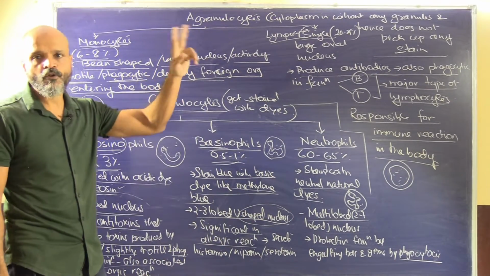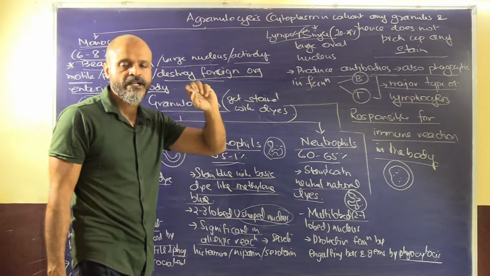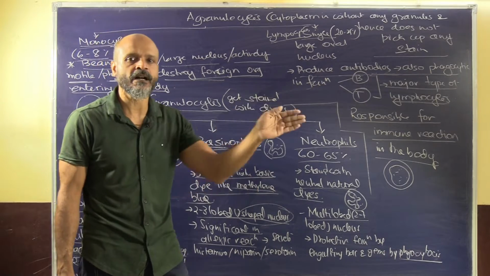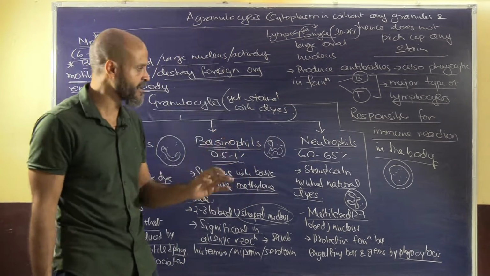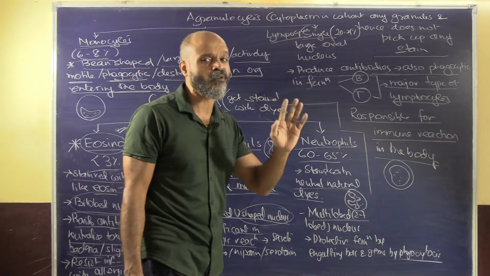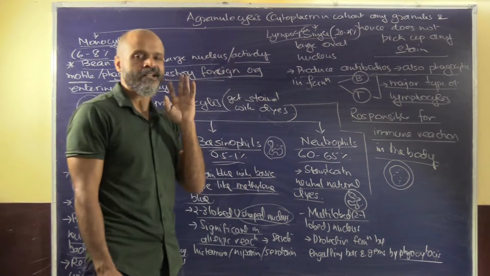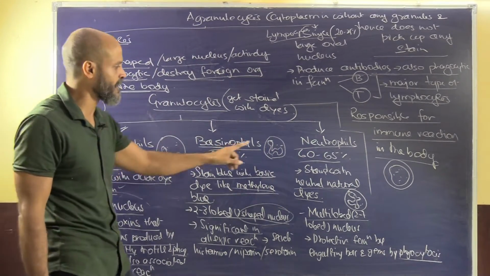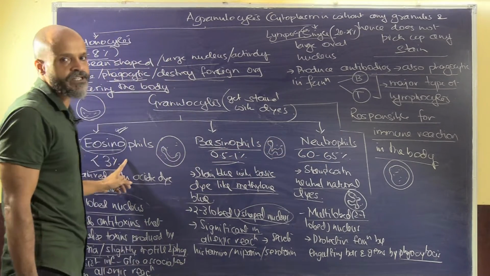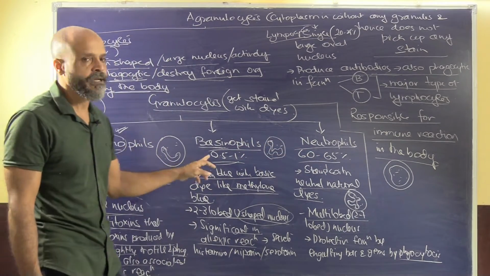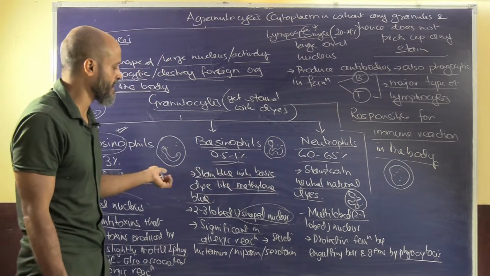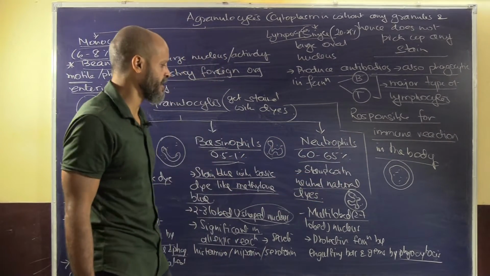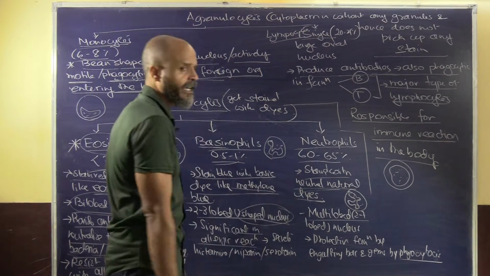So again, leukocytes can be divided into two: granulocytes and agranulocytes. Granulocytes contain granules in the cytoplasm. Agranulocytes do not contain granules in the cytoplasm. Agranulocytes cannot be stained with dyes. Granulocytes can be stained with dyes. Three types of granulocytes are eosinophils, basophils and neutrophils. Eosinophils can be stained with an acidic dye like eosin. Basophils can be stained with a basic dye like methylene blue. And neutrophils can only be stained with neutral dyes.